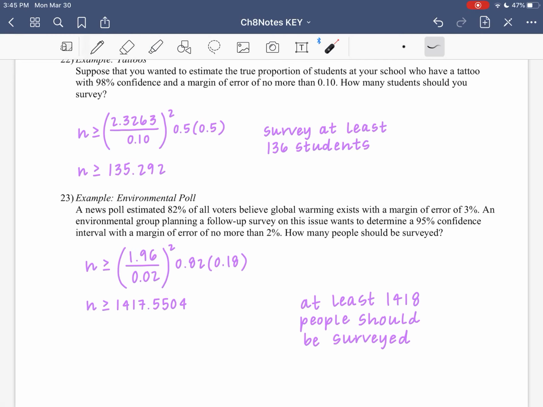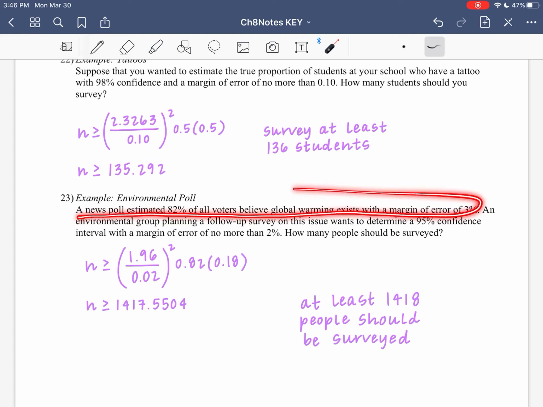23 is just another example. So running through this one quickly, a news poll estimated 82% of all voters believe global warming exists, with a margin of error of 3% or 0.03 as a proportion. An environmental group planning a follow-up survey on this issue wants to determine a 95% confidence interval with a margin of error of no more than 2%. How many people should be surveyed?